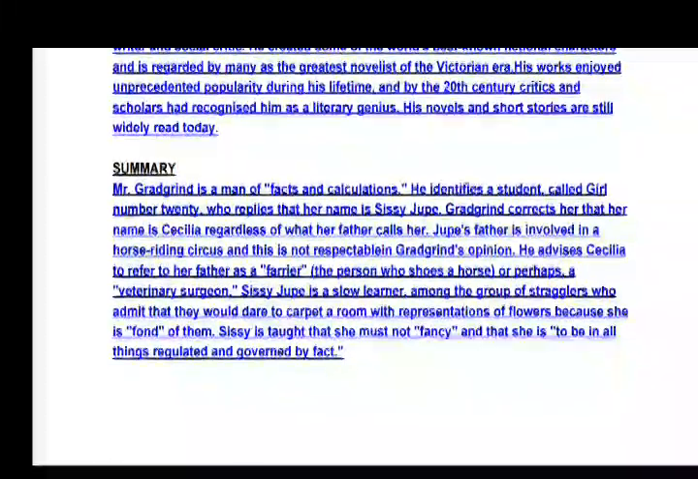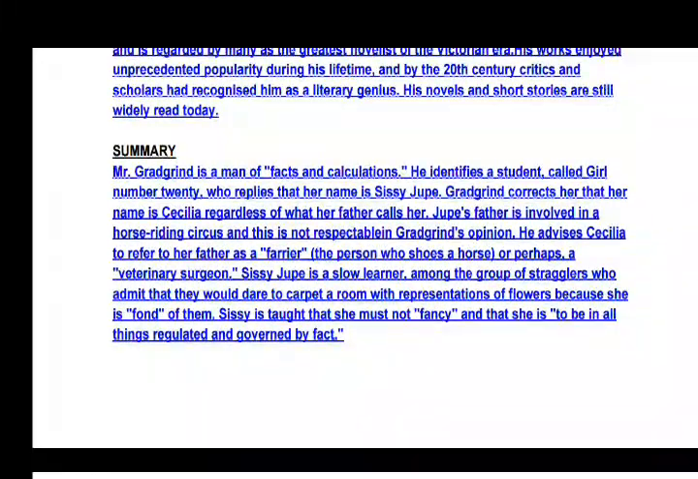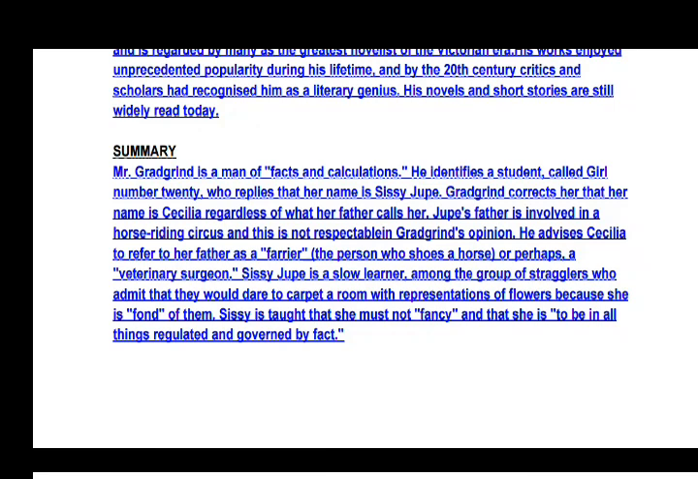Now let's talk about the summary of Hard Times. Mr. Gradgrind is a man of facts and calculations. He identifies a student called girl number 20, who replies that her name is Sissy Jupe. Gradgrind corrects her that her name is Cecilia, regardless of what her father calls her. Jupe's father is involved in a horse riding circus, and this is not respectable in Gradgrind's opinion.